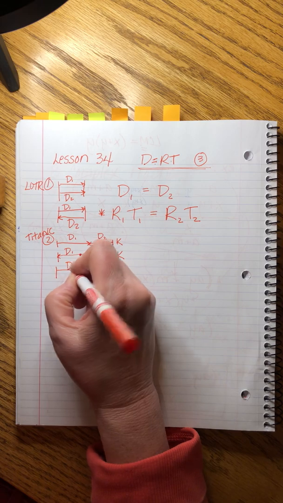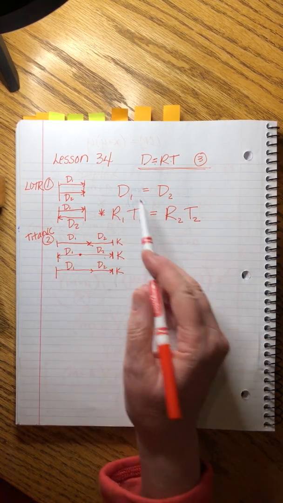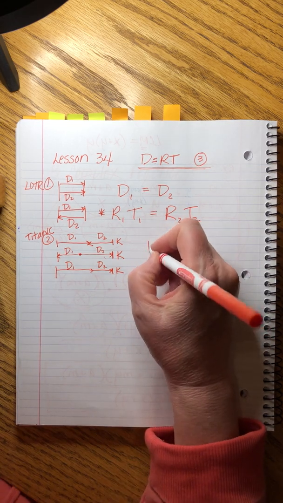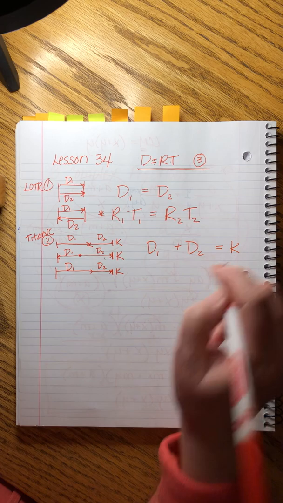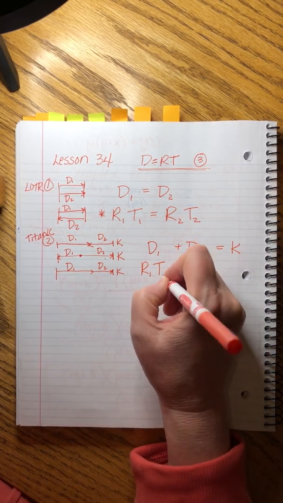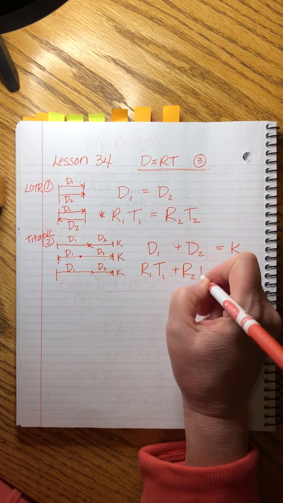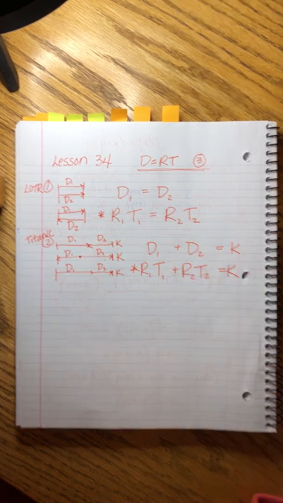Okay, so in these, the distances don't really have any relationship to each other like they did up here, but they add to a known total that we call K. And so we can substitute these. And there's a base equation for that style.